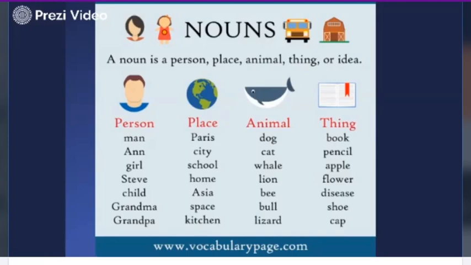It can be an animal like a dog, a cat, a whale, a lion, a bee, a bull, a lizard, or even a smaller one like a microorganism, like a bacteria or a germ or a virus, which is very common these days. A thing like a book, a pencil, an apple, a flower, a disease, a shoe. Also, a noun can be the days of the week: Monday, Tuesday, Wednesday, Thursday. And we are going to use nouns all the time.